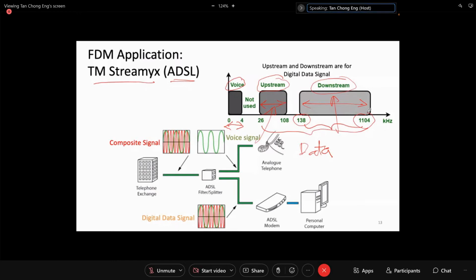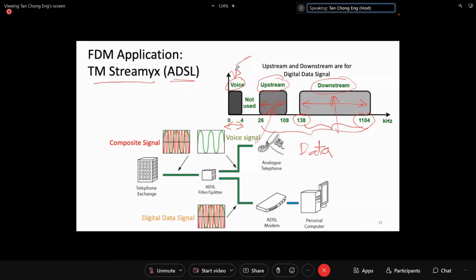So your telephone line is basically carrying three different signals. One is for voice. When you are using ADSL, this is the technology used for what we call the streaming services. Not Unifi. Unifi is different. Unifi is using fiber optics. This one is using telephone cable. So your telephone cable is carrying three different sets of signal, and they all run at different frequencies.